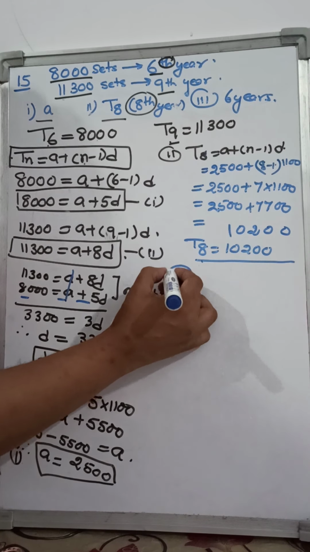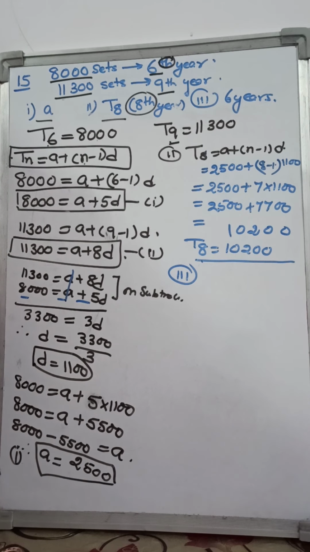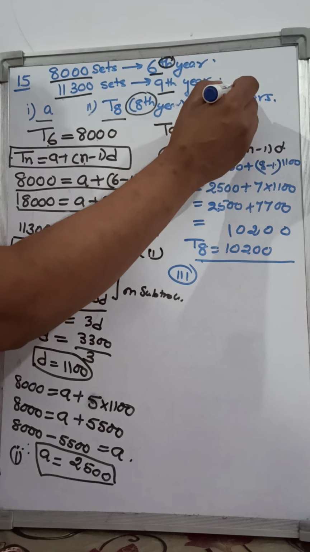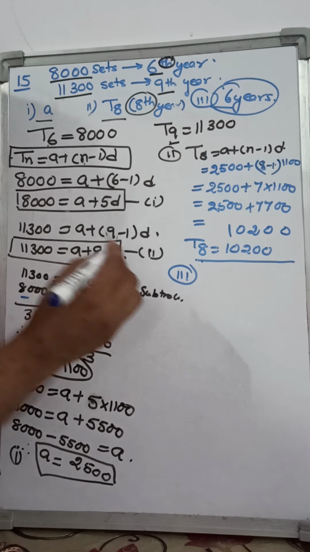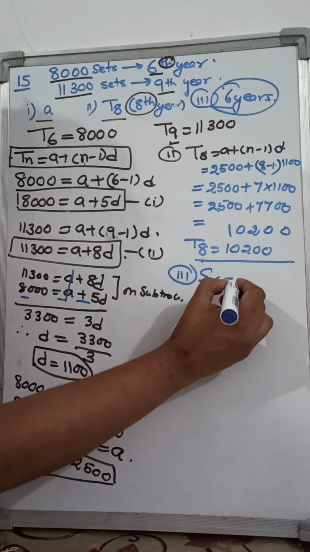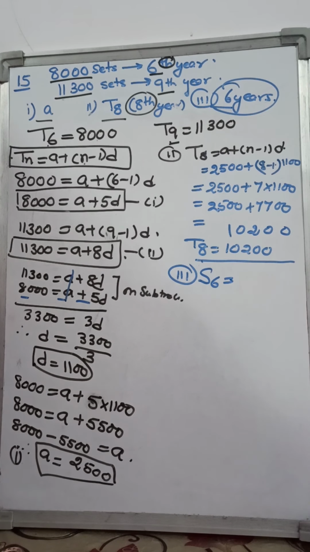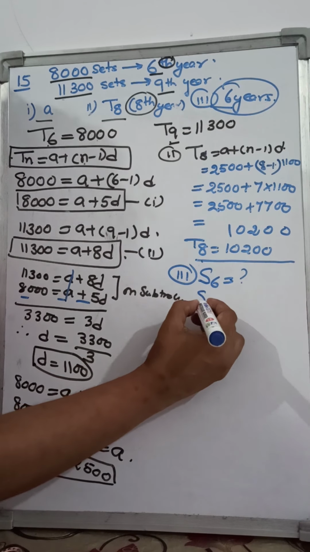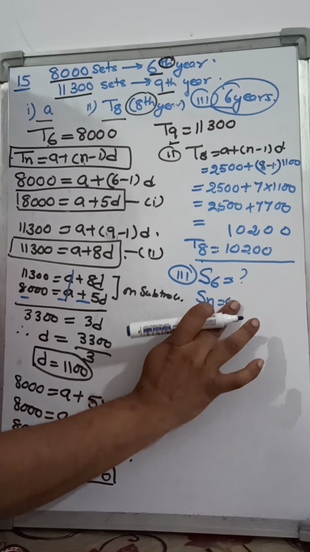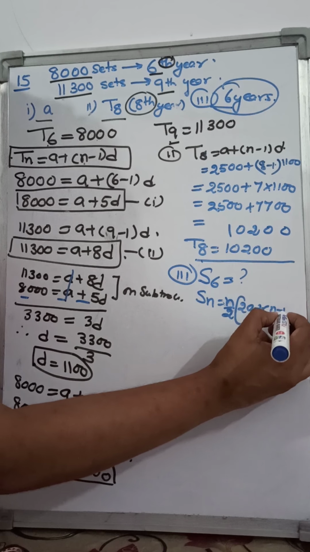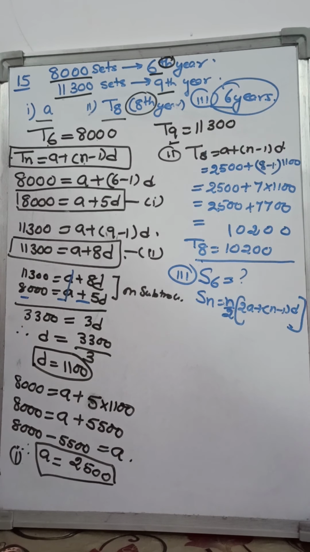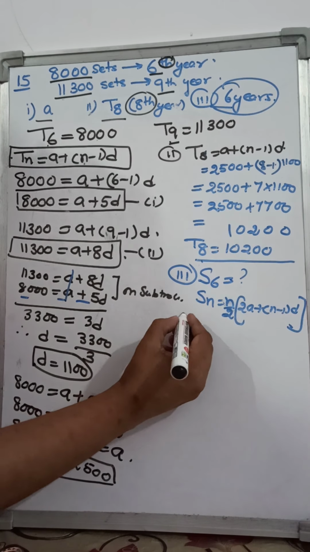Now, the third part is same, but we have to be very careful in the third part. It is not the 6th year. It's written 6 years. That means what is the total production after the 6 years? That means what we have to find out? Sum of the 6 years production we have to find out. So we will use this formula, Sn is equal to n by 2 in the bracket 2a plus n minus 1 into d.